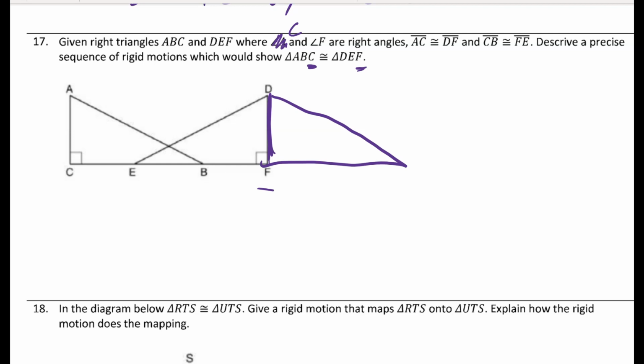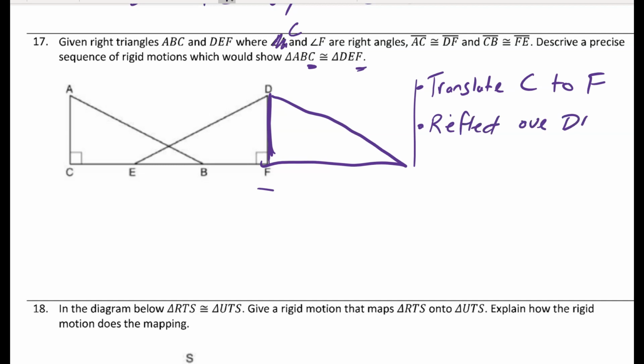So what you could say is you could translate point C to F, and then reflect over DF. Notice I used the letters that they gave me, so I just pushed C to where F would be, and then I flipped it over DF. I can't say that I'm flipping it over AC because I've moved AC, so this is technically like an A', C' over here. So be careful with the letters you use there.